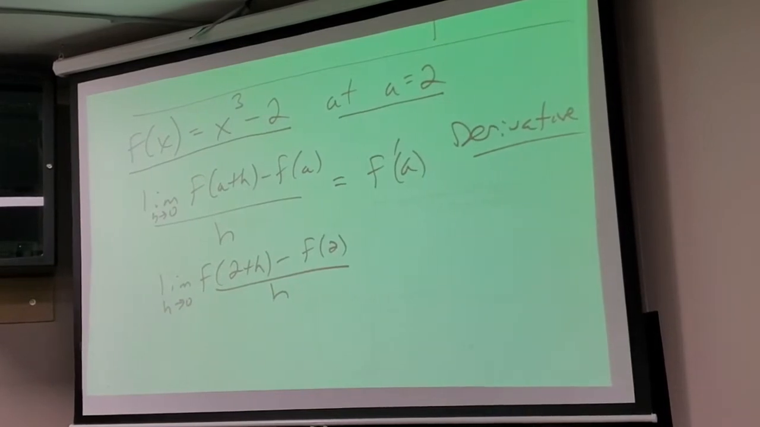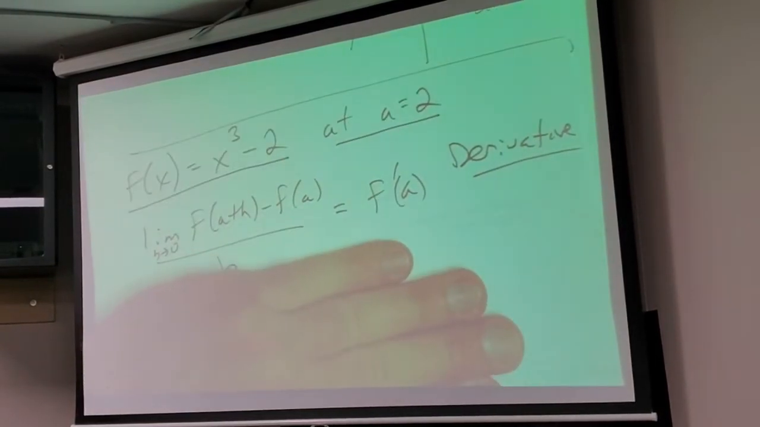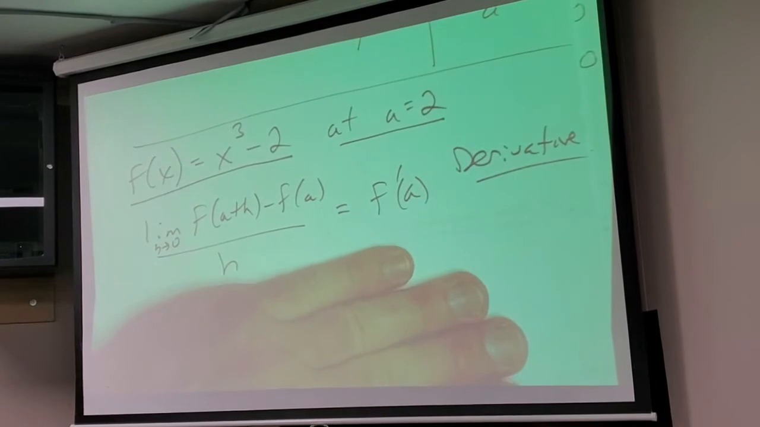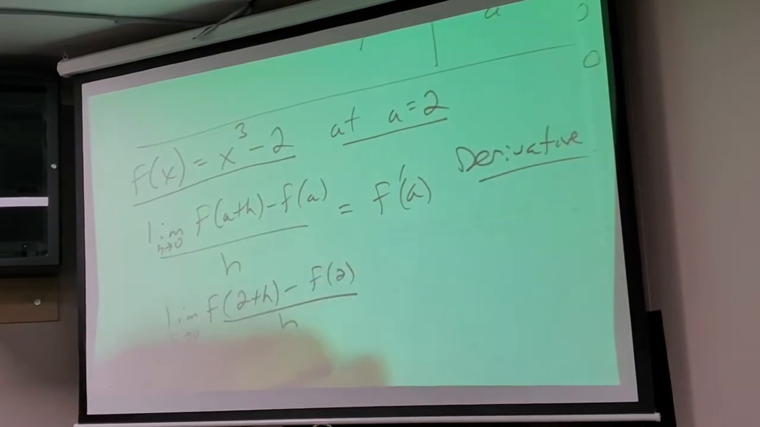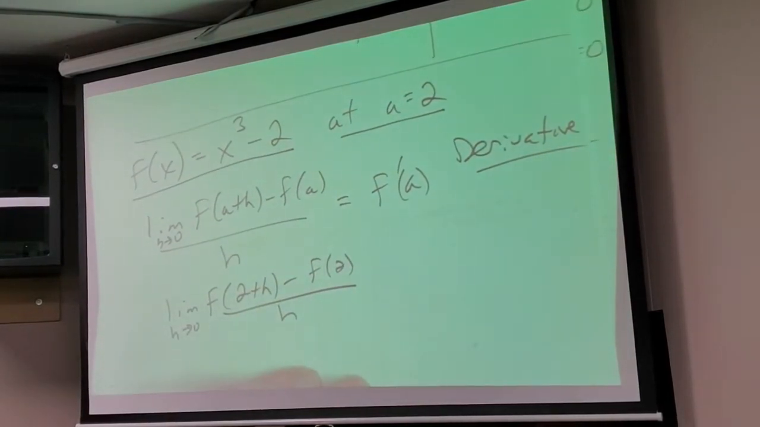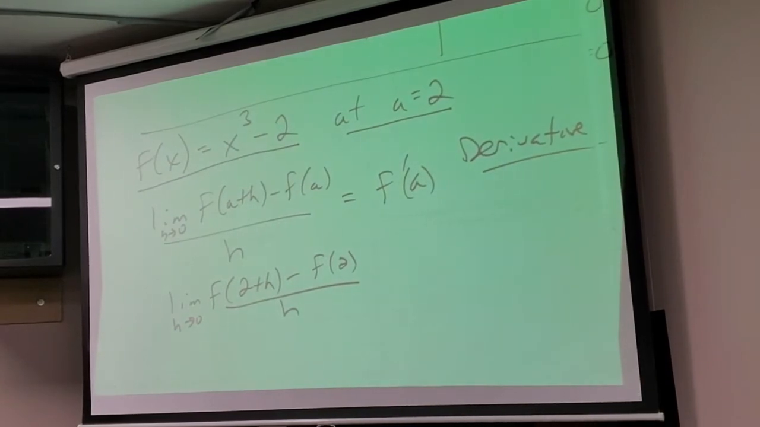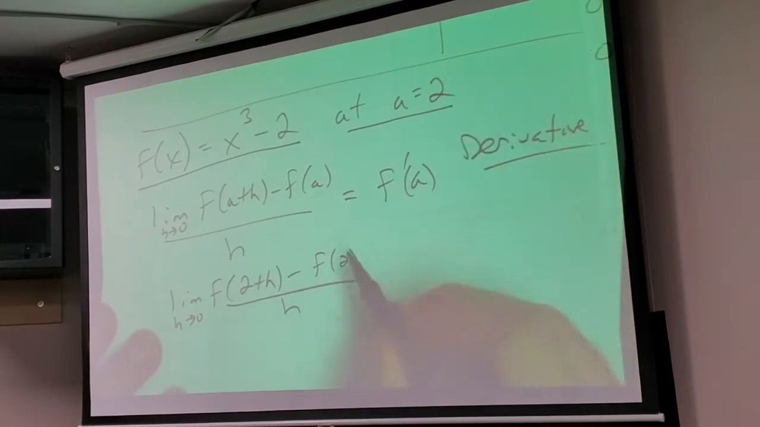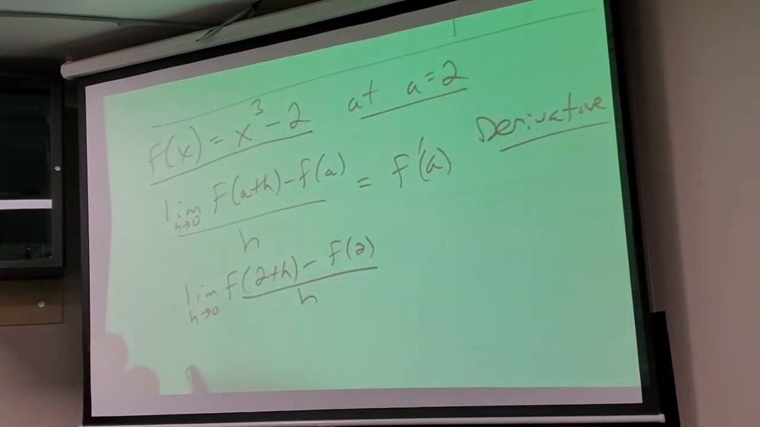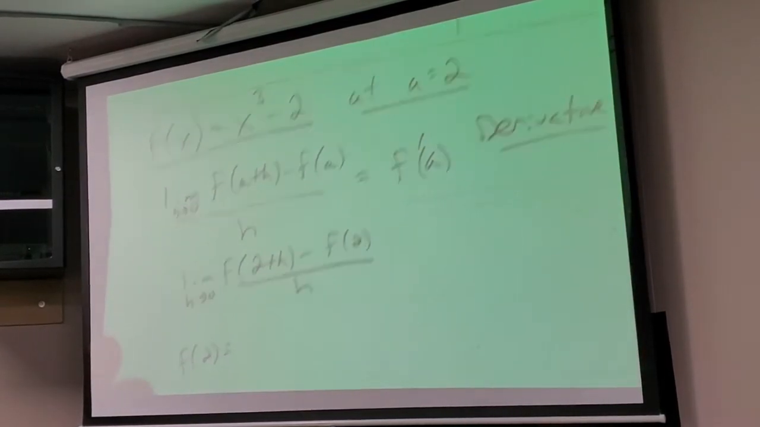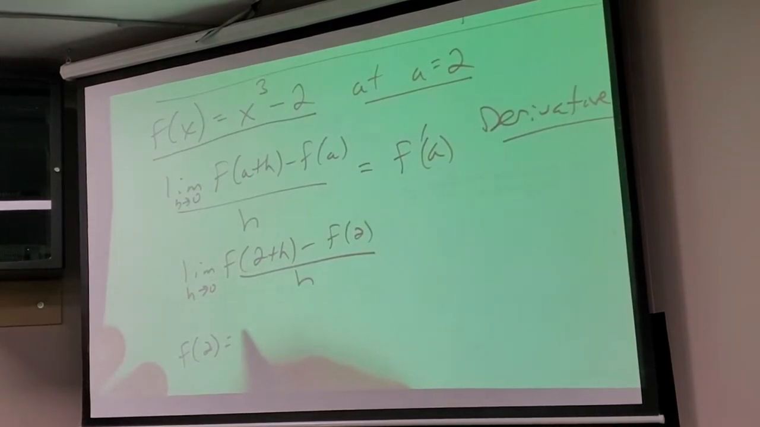You lost me. Are you with me there? Yes. What's a? 2. So all I did was replace a with 2. Okay. What is f of 2? Yes, right? 2 cubed minus 2 is 6.